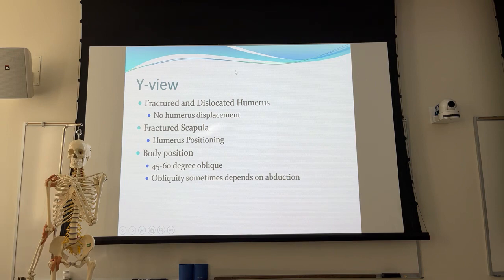All right, so the Y view we talked about when we were talking about the proximal end of the humerus. So we're not going to go through all the details of that. A couple of things that we need to touch on, though, is, again, your body positions will be 45 to 60 degree oblique.